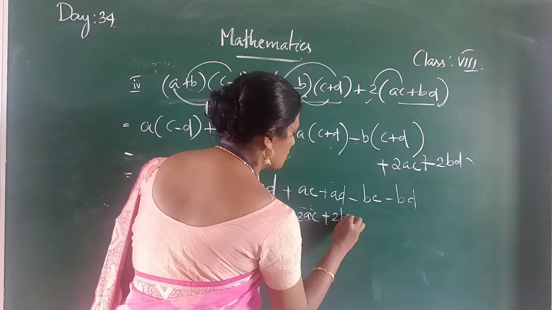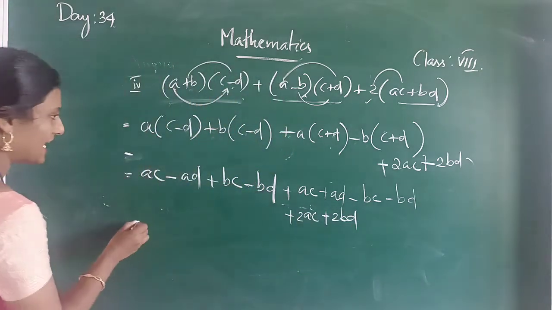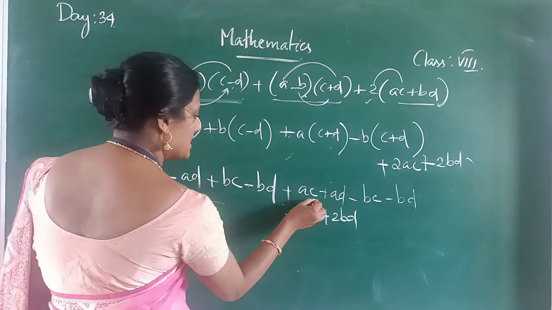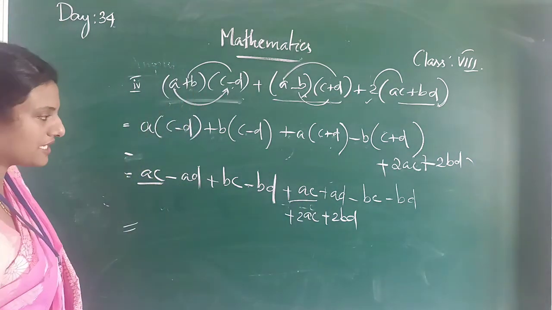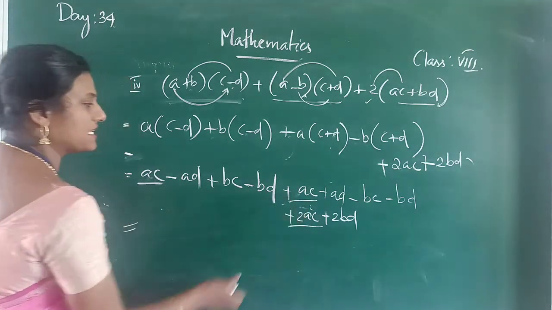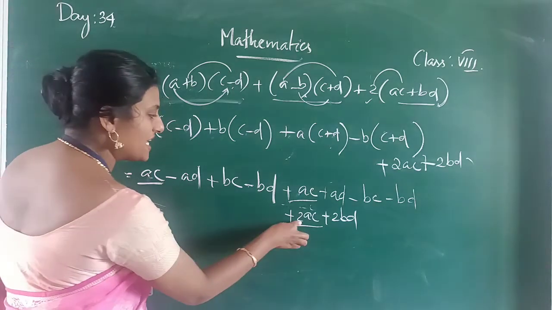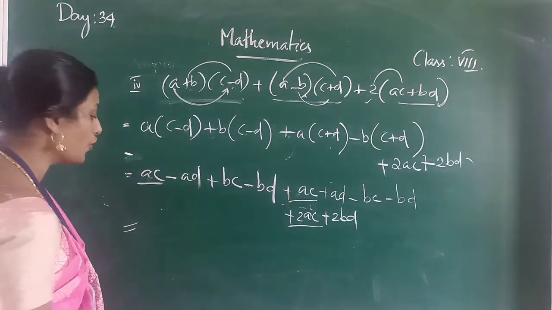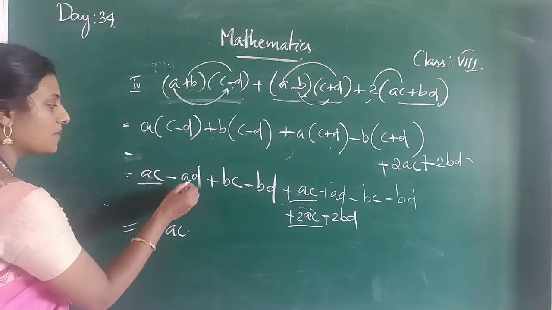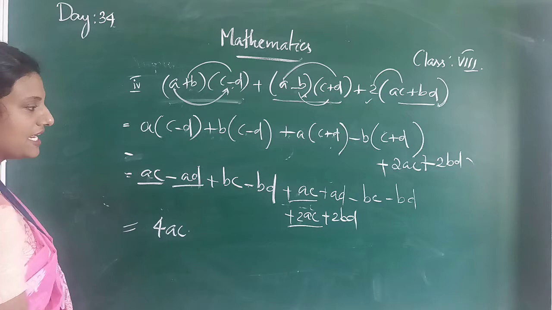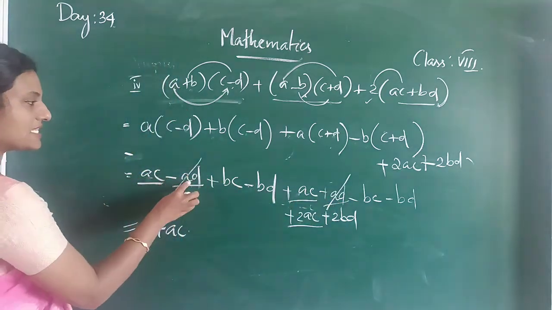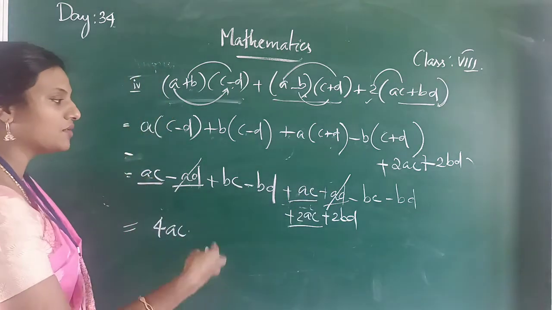plus 2ac plus 2bd. Next, you have to collect the like terms. AC, one AC is here, plus AC is there. Next, one AC plus 2AC. So AC plus AC is 2AC, plus 2AC is 4AC. Next, minus AD. Minus AD, next plus AD. So you can cancel. Minus AD plus AD, here two terms you can cancel.